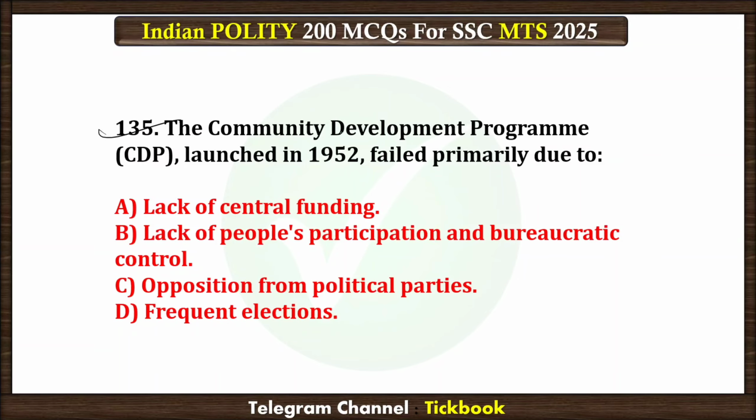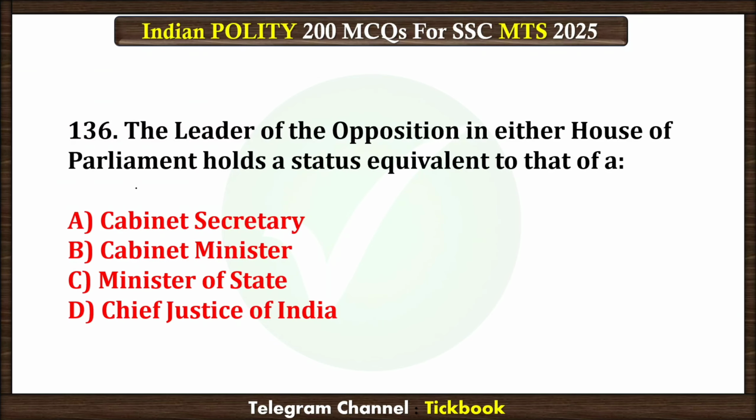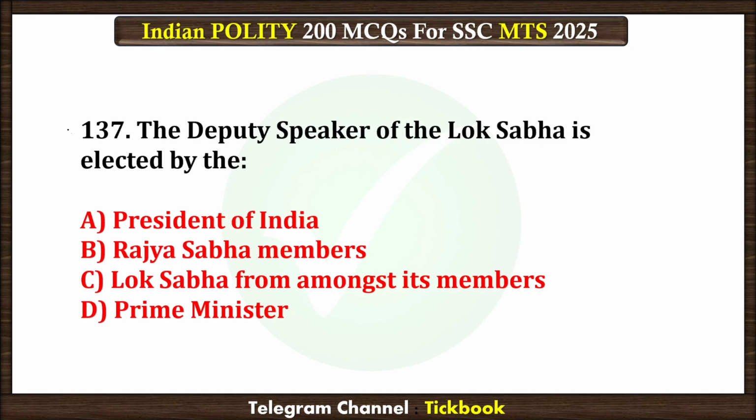135. The Community Development Program (CDP) launched in 1952 failed primarily due to. Option B. Lack of people's participation and bureaucratic control. 136. The leader of the opposition in either house of the parliament holds a status equivalent to that of a. Option number B, cabinet ministers. 137. The deputy speaker of the Lok Sabha is elected by the. Option number C, Lok Sabha from amongst its members.